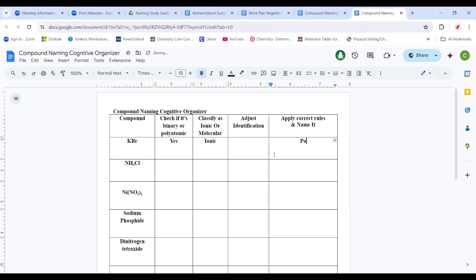So this is just potassium. And I do need to know how to spell it so I can write the name. And then this is bromine. I'm going to go ahead and take this ending off and make it bromide. And I'm done. Pretty easy.